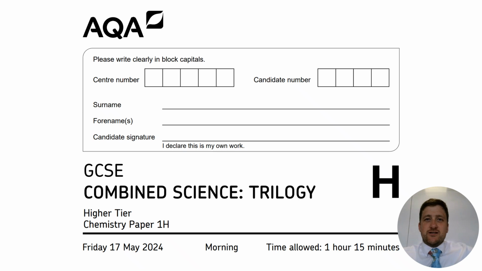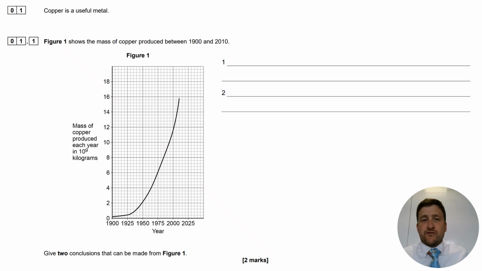Okay, so this is the sort of walkthrough of the Combined Science Trilogy Higher Tier Chemistry paper, paper 1. If you look at this first question, they always tend to start with something about the whole question. So they're talking about copper, lots of different avenues and pathways you can take with this. But we start with the graph question.